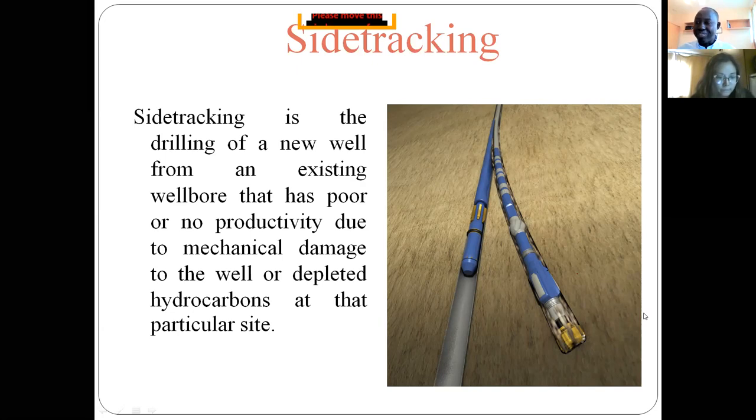When I talk about fish, I don't mean the fish that we get from the pond or from the river. No, when we say fish in drilling terminology, we mean something that is lost in the well and we need to retrieve it out, right? We need to get it out. That is what is called fish in drilling.